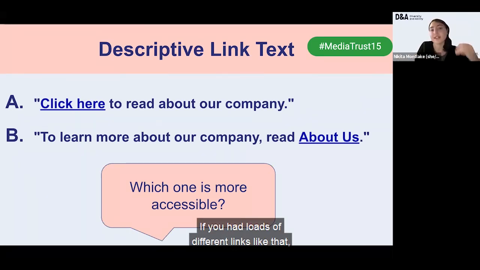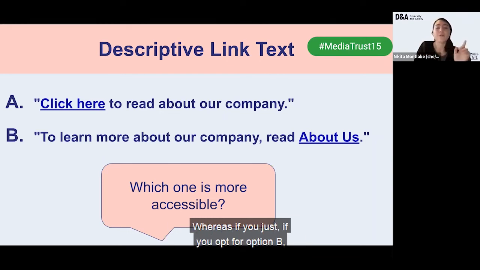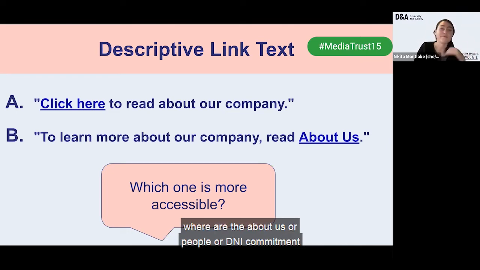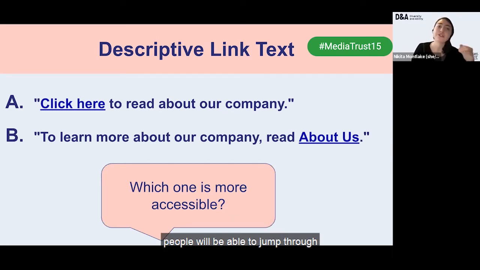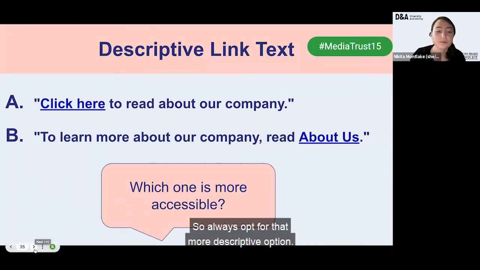If you had loads of different links like that, they'd need to listen to every single full sentence, although they already know that there is a link there because they would have been told so by the screen reader. Whereas if you opt for option B, where you're linking "about us", then they can just jump through: okay, we're at about us, or people, or D&I commitment, or whatever it is that we're linking through. And people will be able to jump through and find those links with ease and know exactly what they're choosing rather than having to listen to the full sentence. So always opt for that more descriptive option.